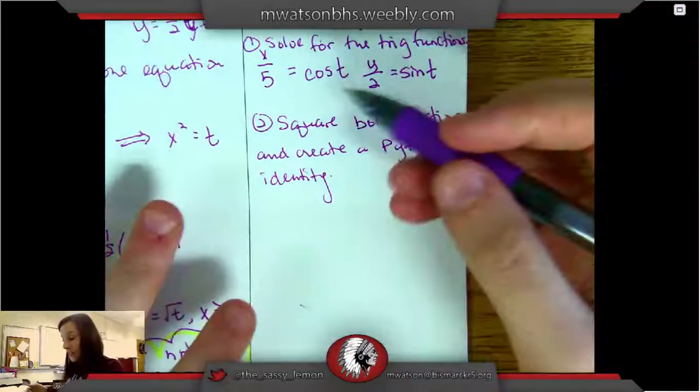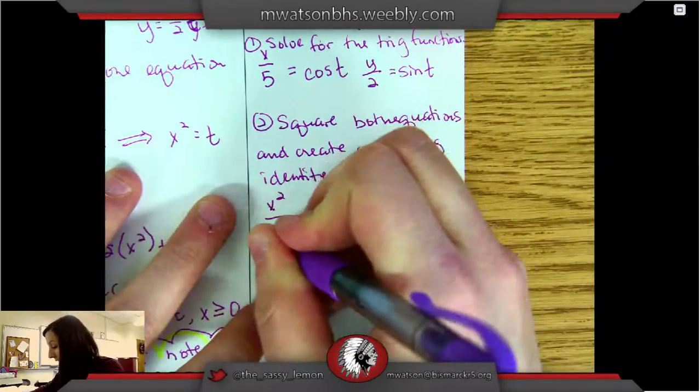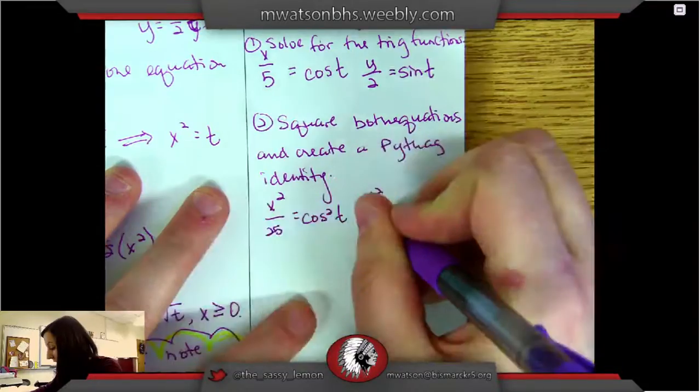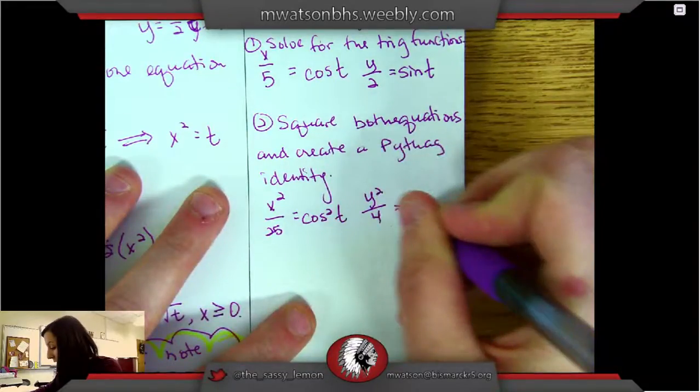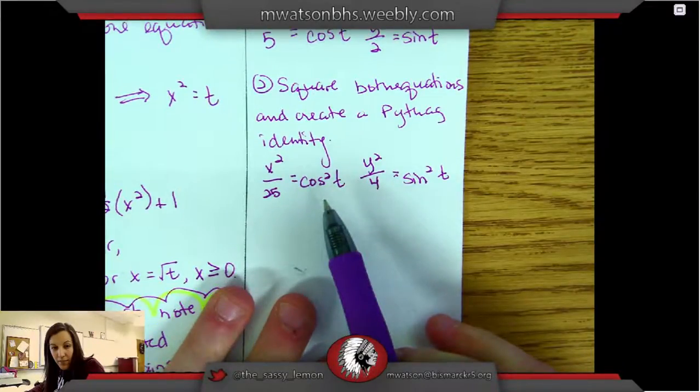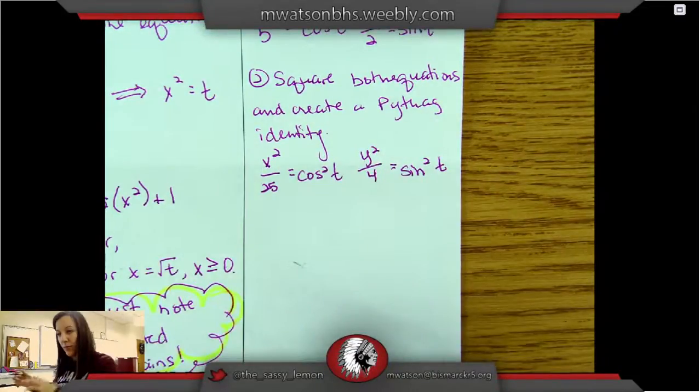We're going to square both sides. So this equation is going to become x squared over 25 equals cosine squared t. And this one's going to become y squared over 4 equals sine squared of t. And we'll notice we have a cosine squared of t and a sine squared of t. If we add those together, we know they equal 1 from our Pythagorean identity.